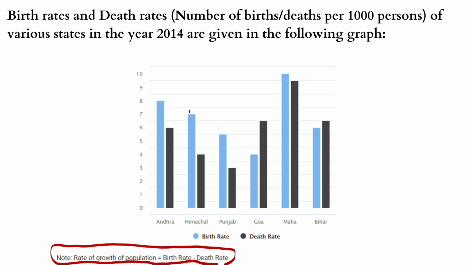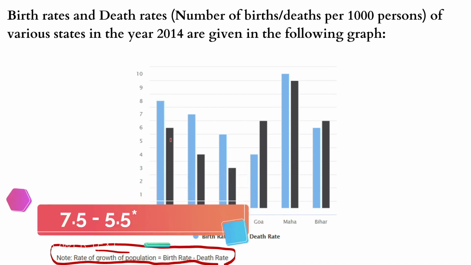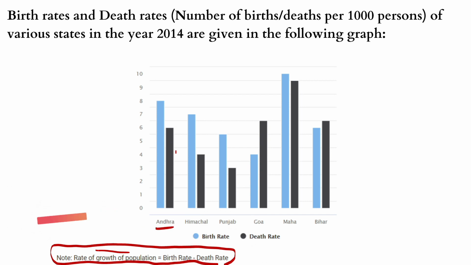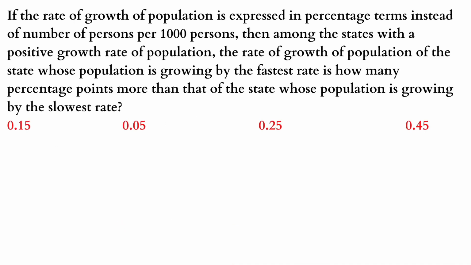For instance, for Andhra we have a birth rate of 7.5 units, and the death rate is 5.5. If we want to calculate the rate of growth of population of Andhra, 7.5 minus 5.5, which is equal to 2. So this is the rate of growth of population of Andhra. Let's move on to the first question.